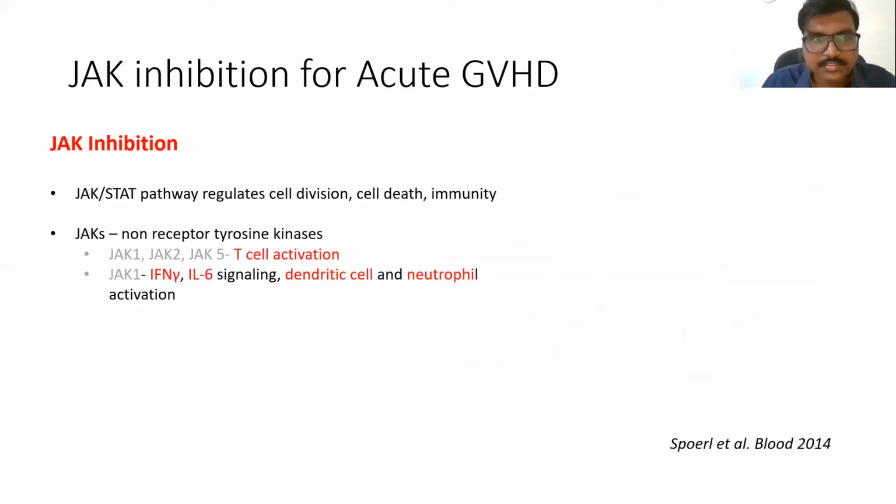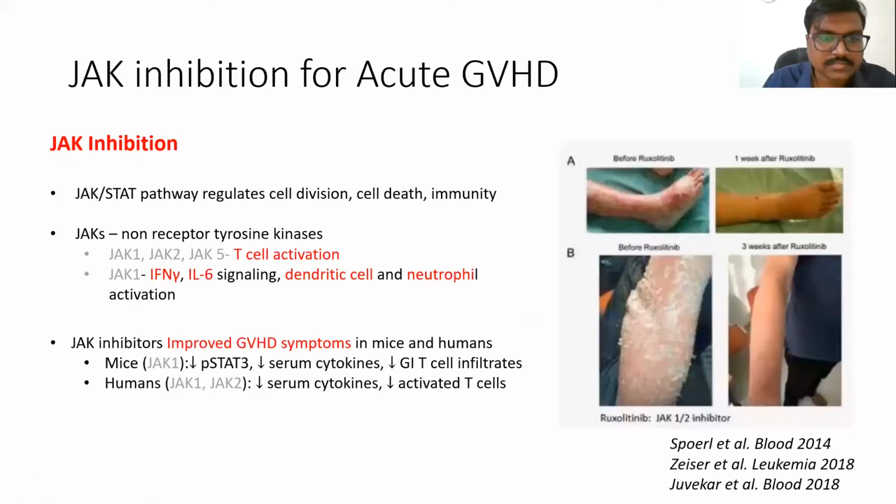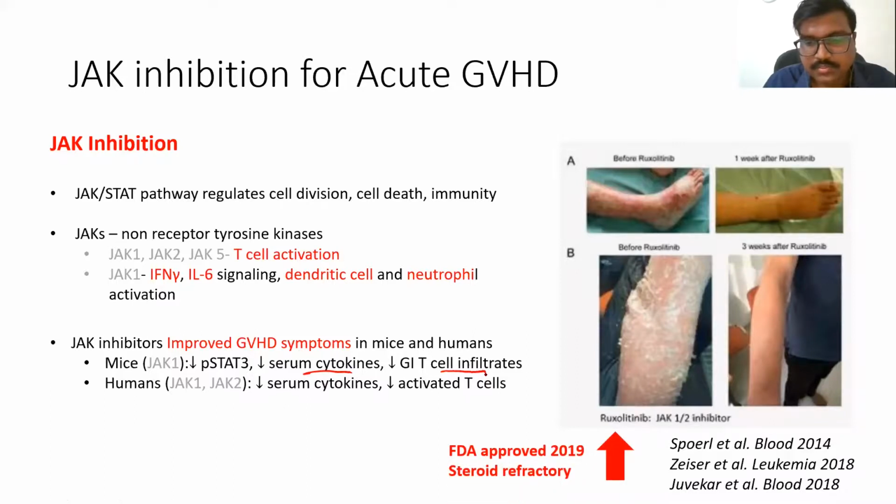So the search for steroid sparing agents has been there, and JAK inhibition was a strategy that was utilized. And JAK-STAT pathways regulate cell division, cell death, and immunity. And these are the non-receptor tyrosine kinases, which result in T cell activation and interleukin 6 signaling. And JAK inhibition was found to have improved the GVHD symptoms in mice and human experiment by reducing the cytokines and T cell activation and infiltration. And for these results, it has been recently approved for steroid refractory GVHD in 2019. Ruxolitinib is the drug. Ruxolitinib, sorry.